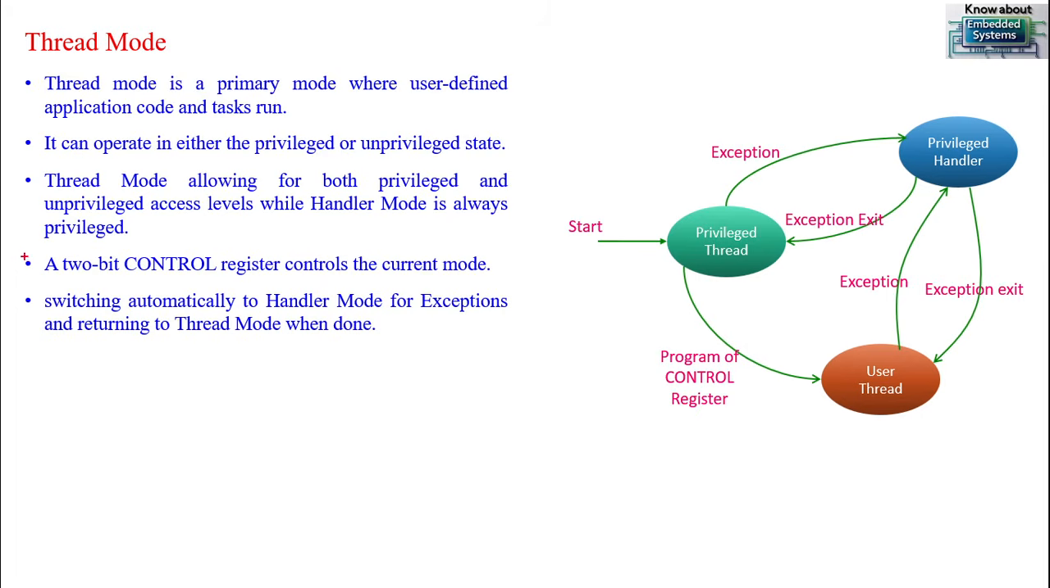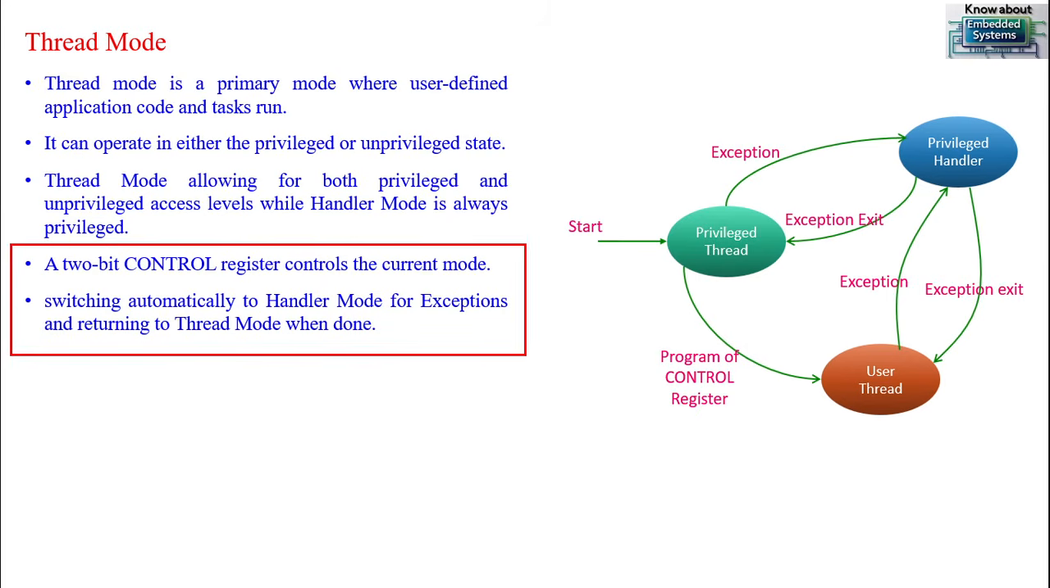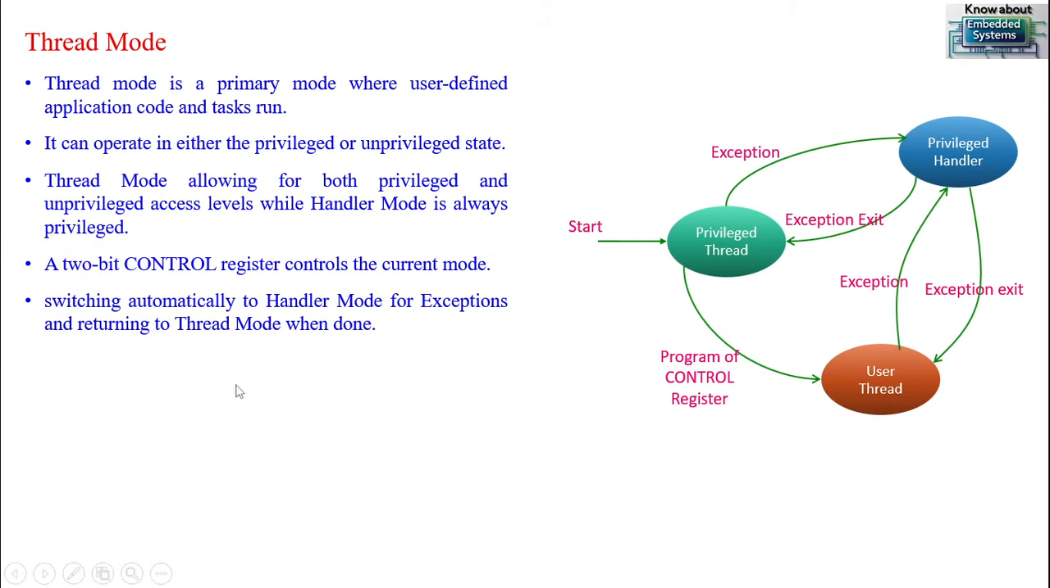It's a 2-bit register. This explanation I have already given in the previous video. You can watch that video, and I will update the link in the description box. So a 2-bit register called the control register will control the mode. That is, in which mode the processor has to run, whether in the privileged mode or in the user-defined mode, the user thread mode. All these things are taken care of by the processor itself with the help of the control register. So this is called thread mode.